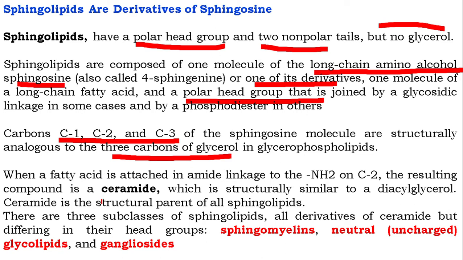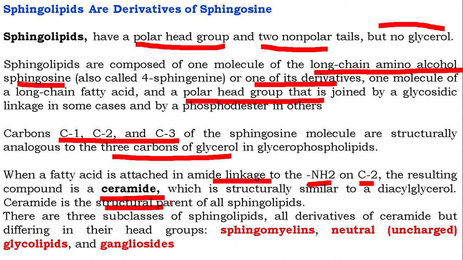Ceramide is an example of a sphingolipid. In ceramide, a fatty acid is attached in amide linkage to the NH2 on C2 of the sphingosine. Ceramide is a structural component in all sphingolipids. Remember, a fatty acid is attached to the carbon 2 of the sphingosine in amide linkage.